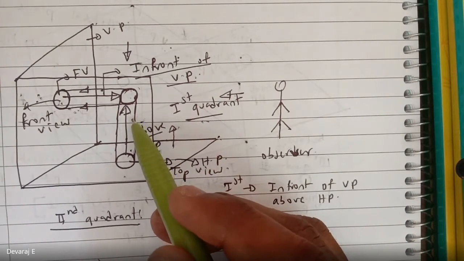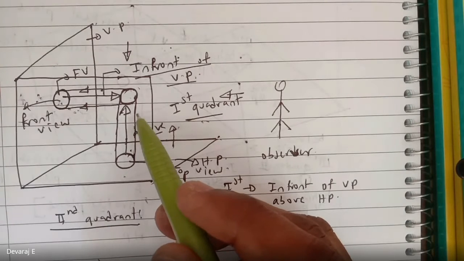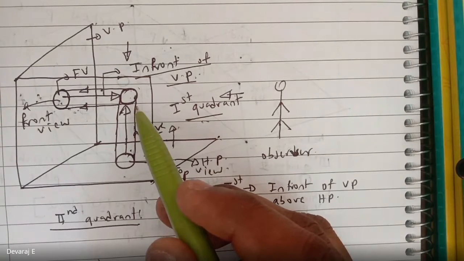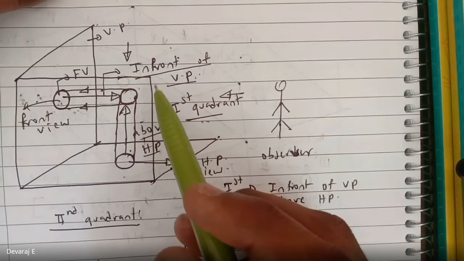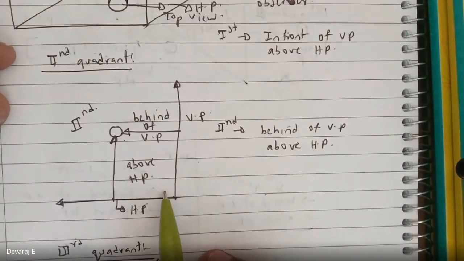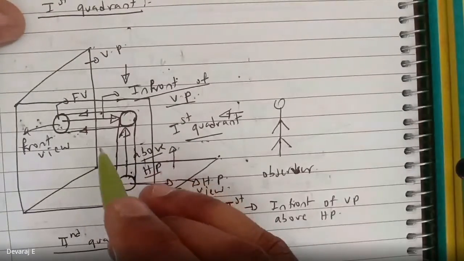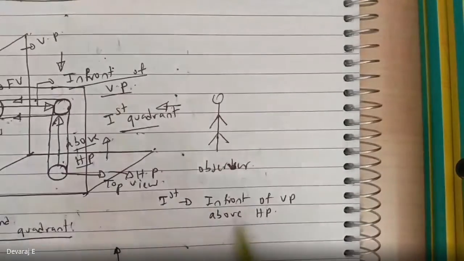But right now, try to analyze. What is meant by the quadrant system? If I mention first quadrant, what is the meaning? If I mention second quadrant, what is the meaning? If I mention third quadrant, what is the meaning? Here I have written it in the form of 3D. If you want to convert to 2D, it's very simple.